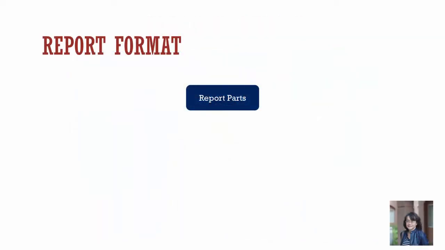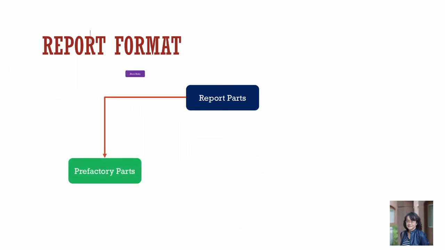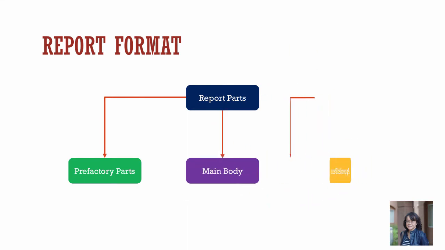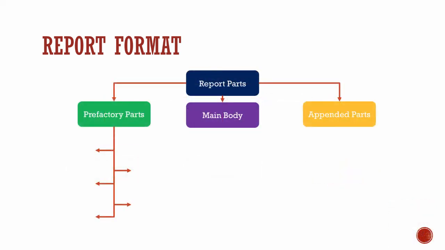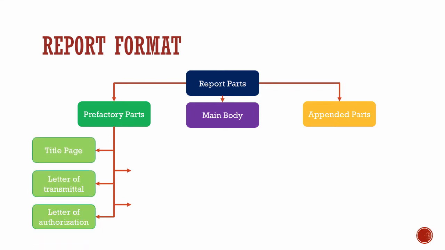The consensus is that the format for a research report should include certain prefatory parts, the body of the report, and appended parts. The report format should be varied to suit the level of formality of the particular situation. The prefatory parts of a formal report include a title page, a letter of transmittal, a letter of authorization, a table of contents, and a summary.